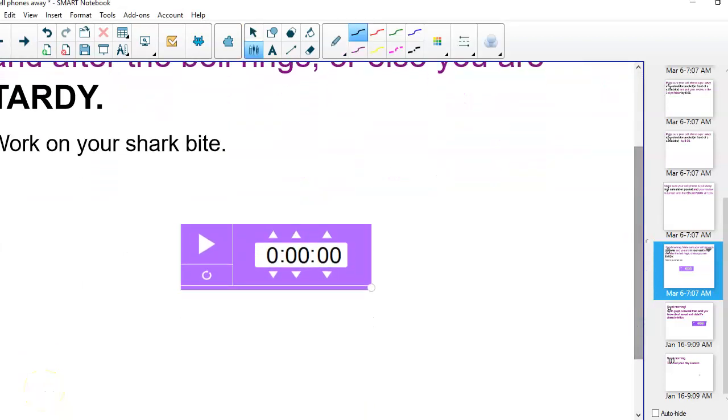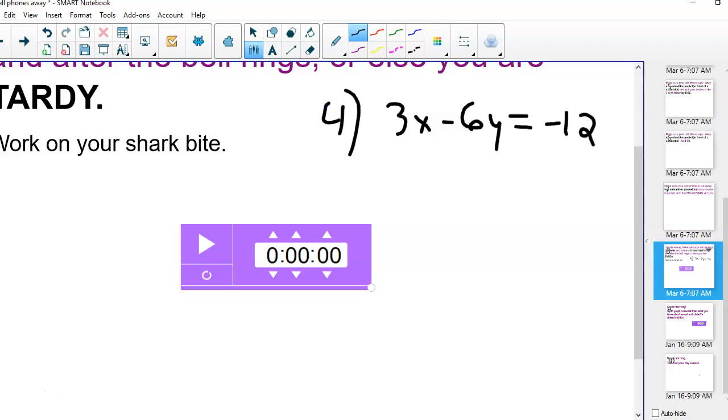Alright, for number 4, we're looking for the x and y intercepts of this line: 3x minus 6y equals negative 12. Remember that there are 2 ways to do this. One, you can solve for y, graph it, and see where those intercepts are. Or you could cover up one term and solve the other.